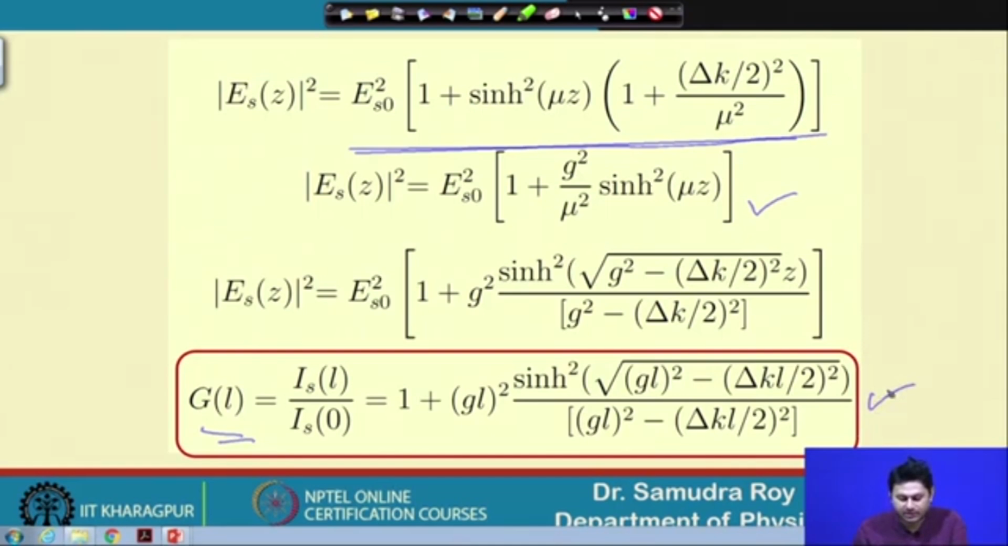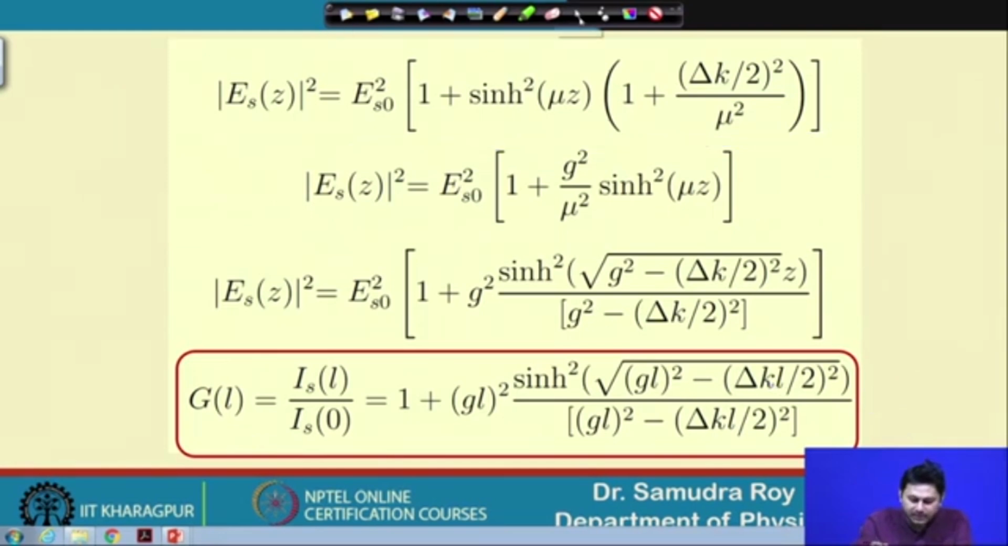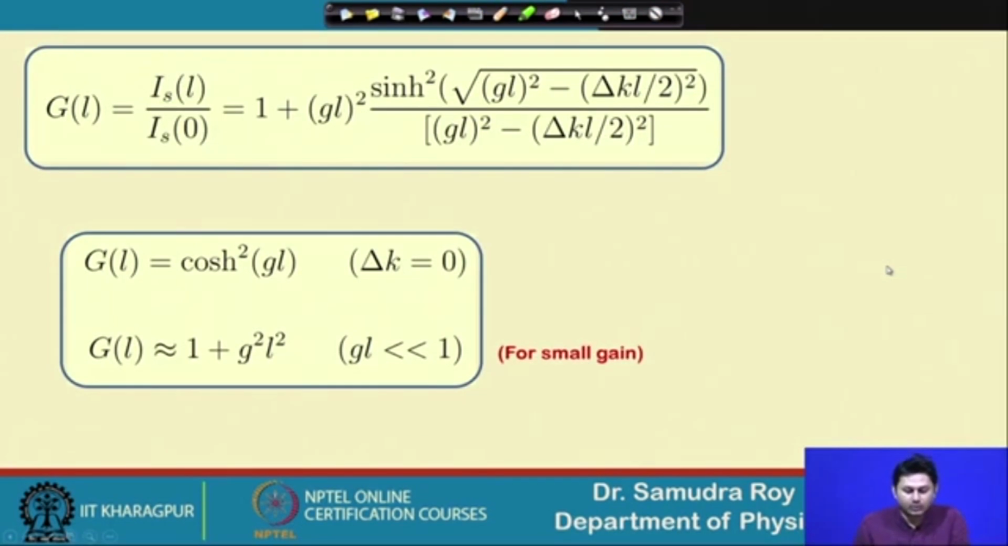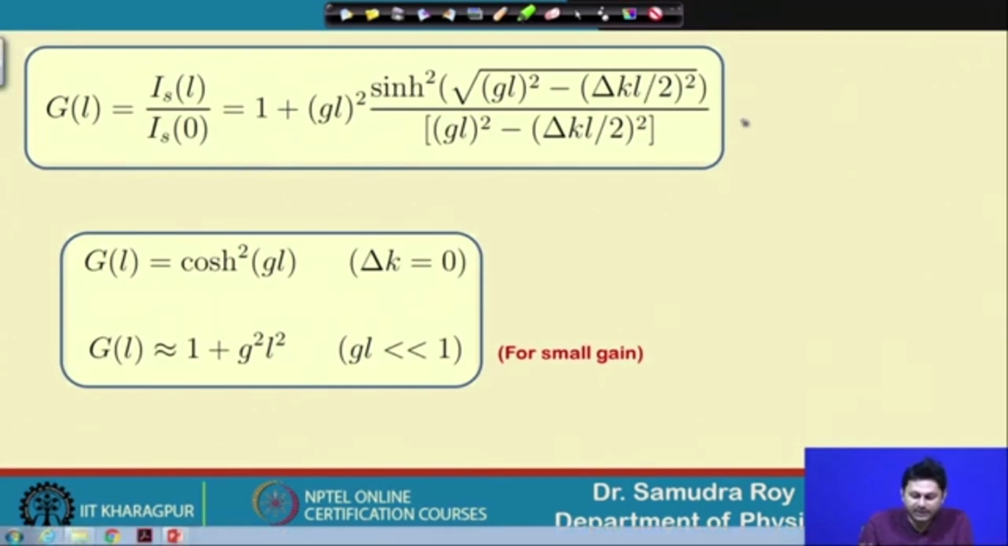We have an expression which is of a complicated form, and this complicated form suggests that the expression is coming because of the fact that delta k is not equal to 0. So, let me summarize whatever we have. So, this is my gain, this is my gain under delta k not equal to 0.